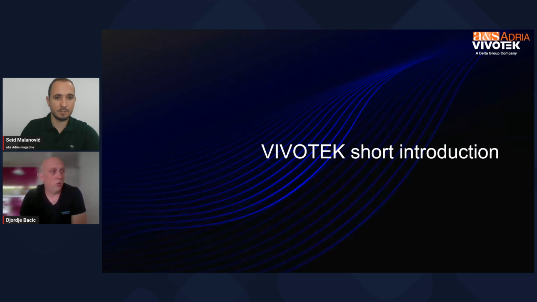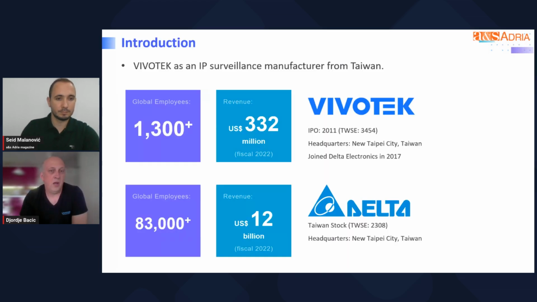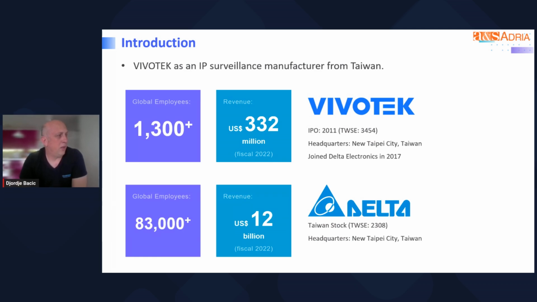Okay, I will do a VIVOTEK short introduction if you don't know about VIVOTEK. VIVOTEK is an IP surveillance manufacturer from Taiwan. For now, I think we have 3 or 4 factories producing video cameras. We have around 1,300 plus global employees. Revenue in 2022 was $332 million USD.